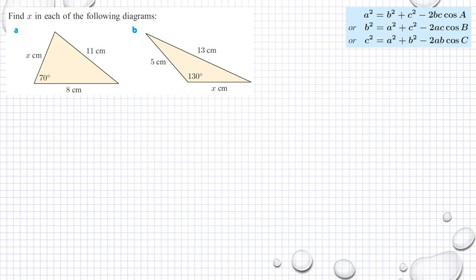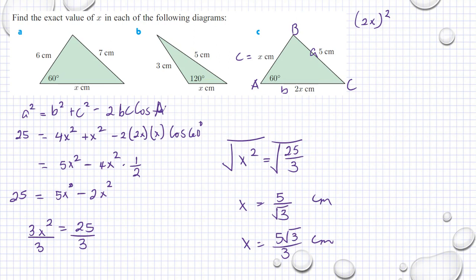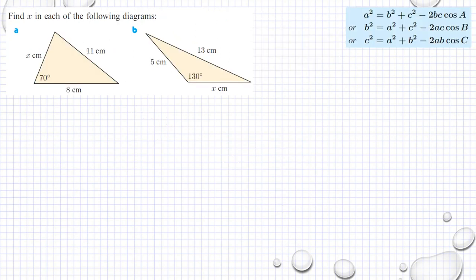Okay, welcome back. More examples about cosine rule. Find x in each of the following diagrams. Let's see. Last time I discussed the exact value of 60 degrees. Now it's 70 degrees, so we need to use our calculator to find approximately the value.